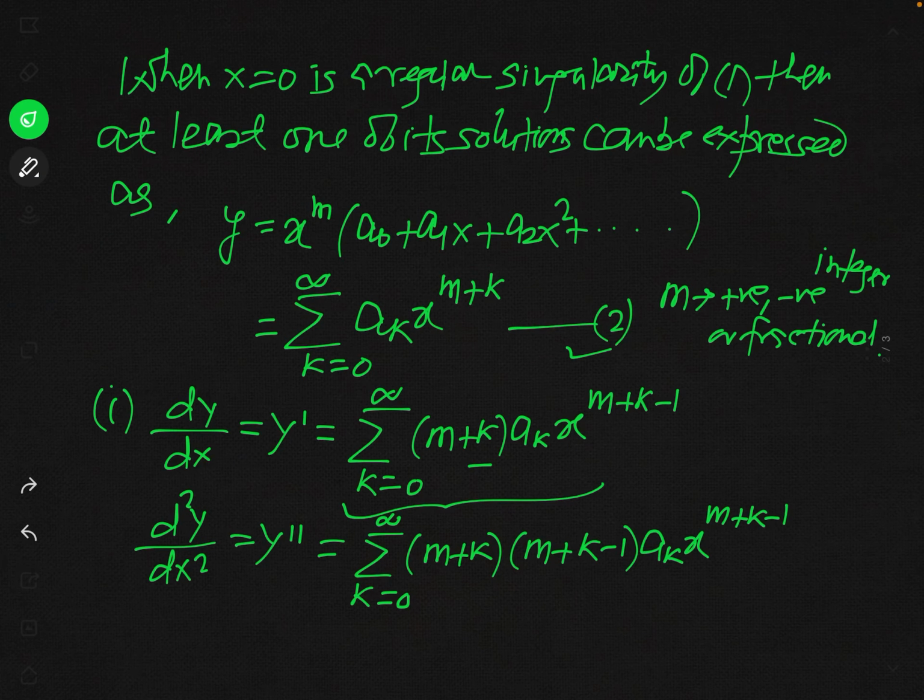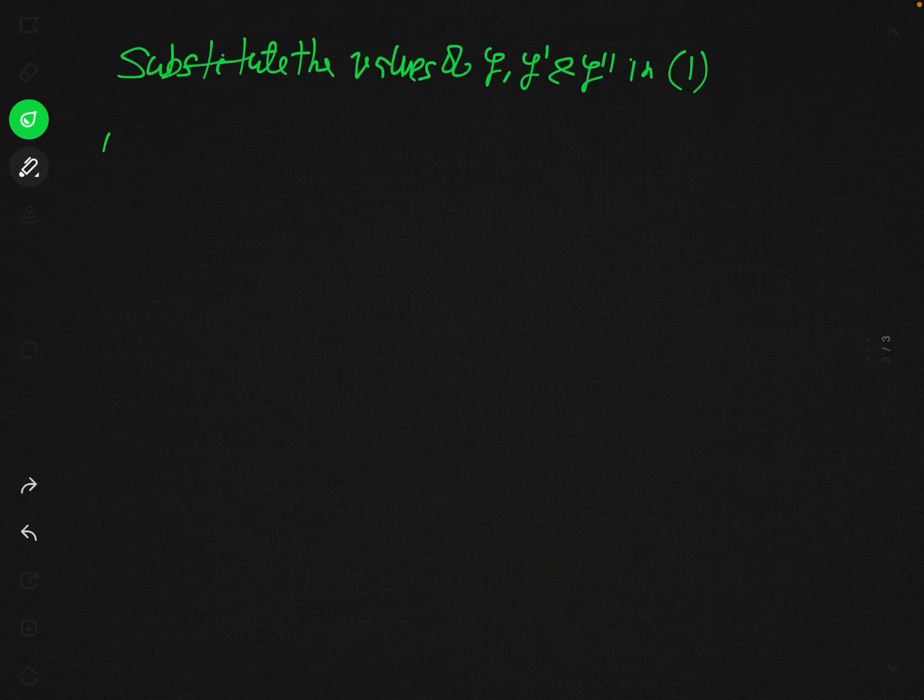And now after substituting these values, you can see that we will equate to 0 the coefficient of lowest power of x in that equation. And when you equate the coefficient of lowest power of x, you will find a quadratic equation in m, and that very quadratic equation is known as the indicial equation. So our second step will be what?